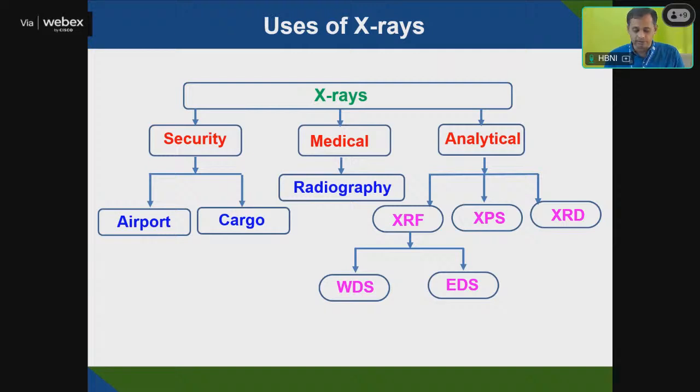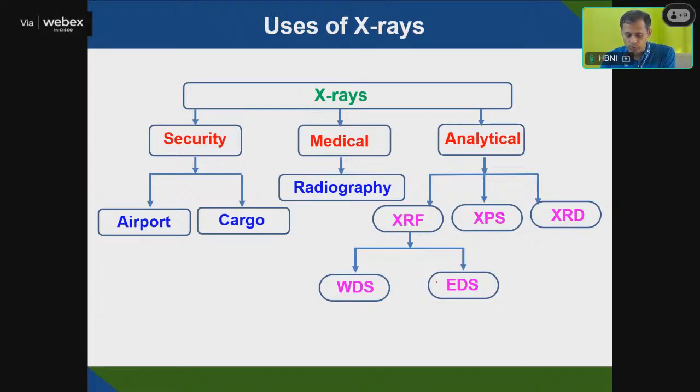in X-ray diffraction study. X-rays are used for different purposes. For example, you can use X-ray for security purposes in airports and cargo. The scanning of material is done with X-ray, because you can see the image through X-ray penetration depending upon the density of the material. You can also use it in medical radiography for fractures and damage. You can see the bone damage for medical purposes. But in scientific and analytical purposes, we use X-ray in fluorescence spectroscopy, X-ray photoelectron spectroscopy, and X-ray diffraction.